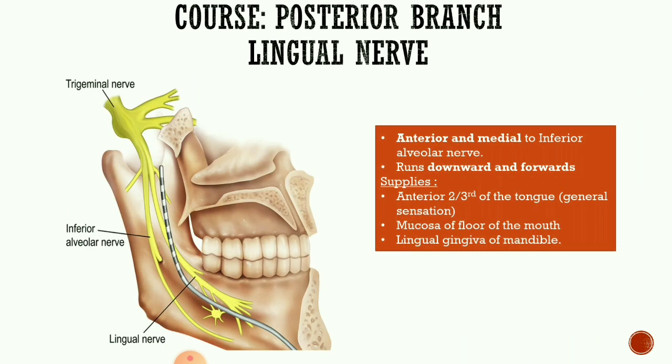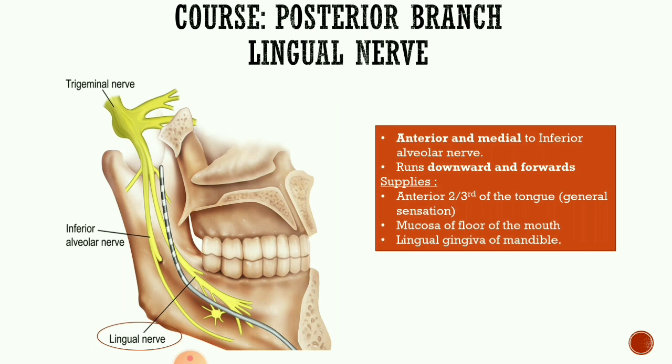Moving on to the posterior branch, we'll be focusing on the lingual nerve first. As we can see in the figure, the lingual nerve is anterior and medial to the inferior alveolar nerve, and its direction is downwards and forwards. This lingual nerve runs downwards and forwards deep to the pterygomandibular raphe beneath the floor of the mouth, and it travels till the anterior two-thirds of the tongue, supplying the entire mucosa of the floor of the mouth along with the lingual gingiva of the mandible. So this is the entire course of the lingual nerve.